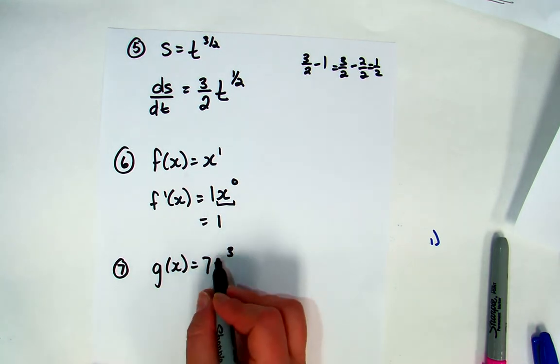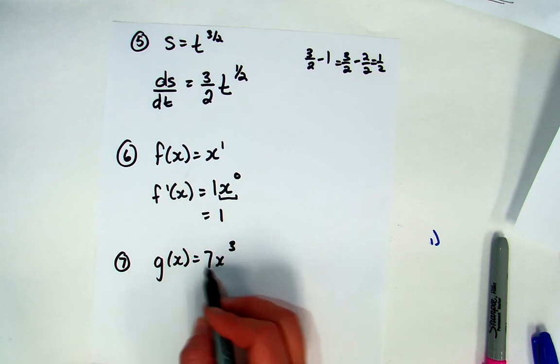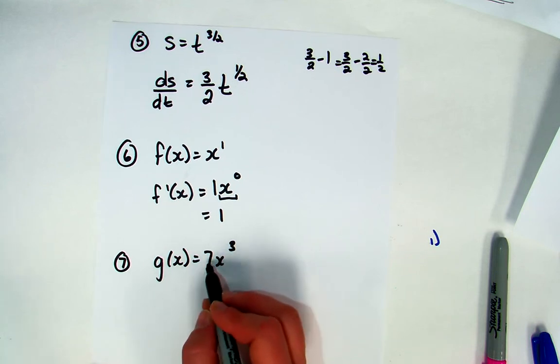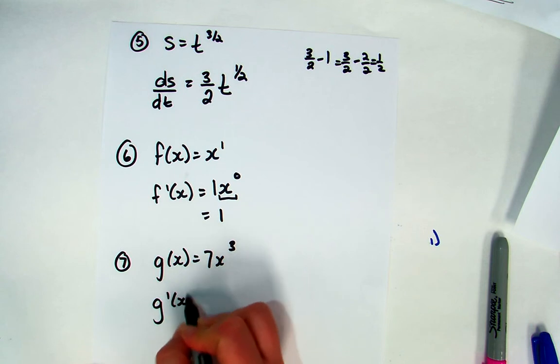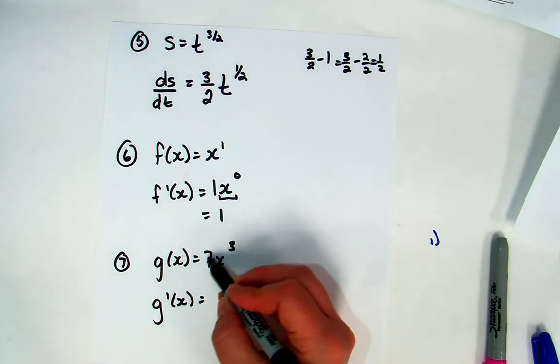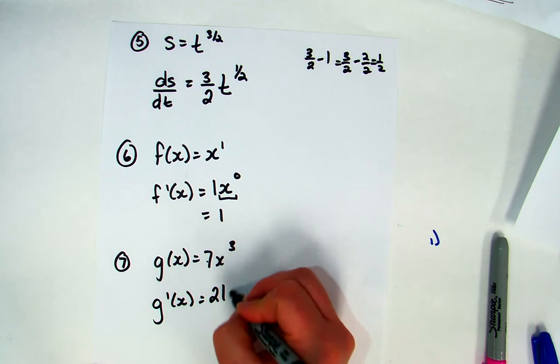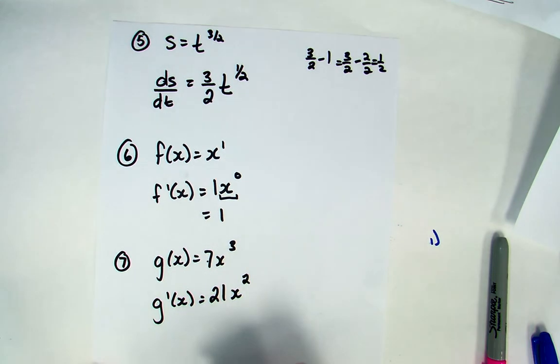So if I have g at x equal to 7x cubed, now this is going to be my constant multiplier. The constant multiplier says the 7 just stays there and multiplies my derivative. So when I bring the 3 down in front, it's not going to be by itself now. I'm going to go 3 times 7 to get 21x squared.